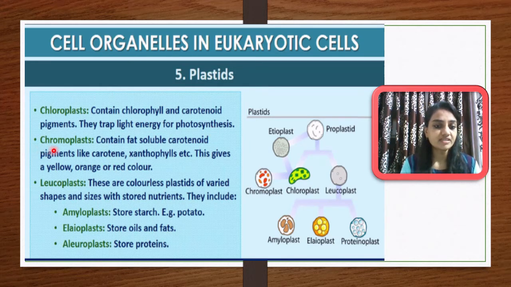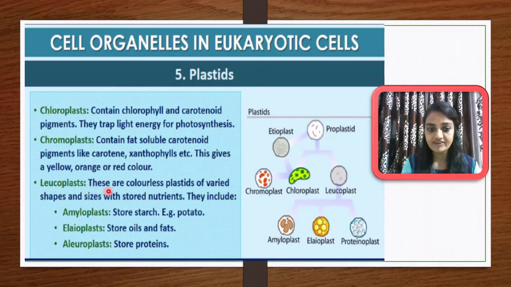Then the second one is the chromoplast. It contains fat soluble carotenoid pigments like carotene and xanthophyll. These give a yellow to orange or reddish color to any plant portion. That is the chromoplast. Then the third one is the leucoplast. Leuco means colorless. A colorless plastid is considered a leucoplast.